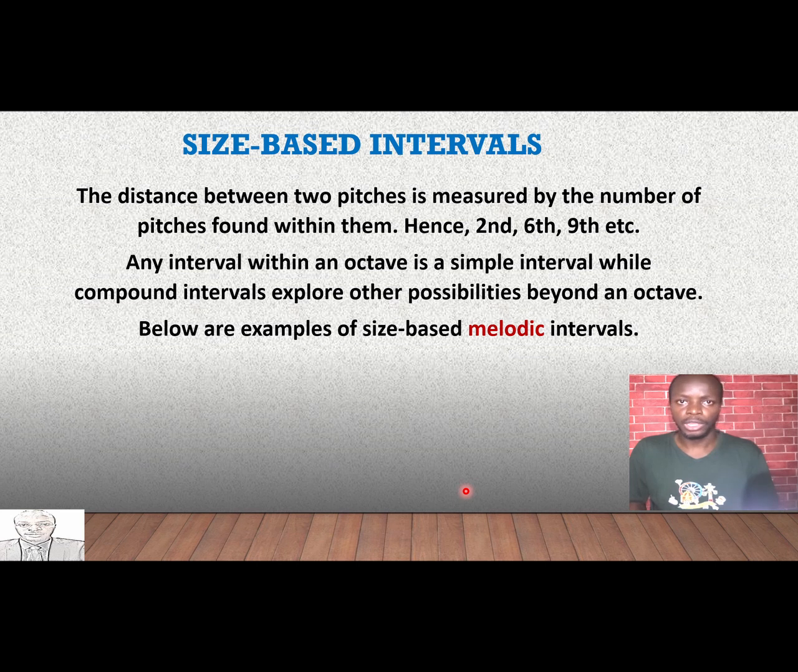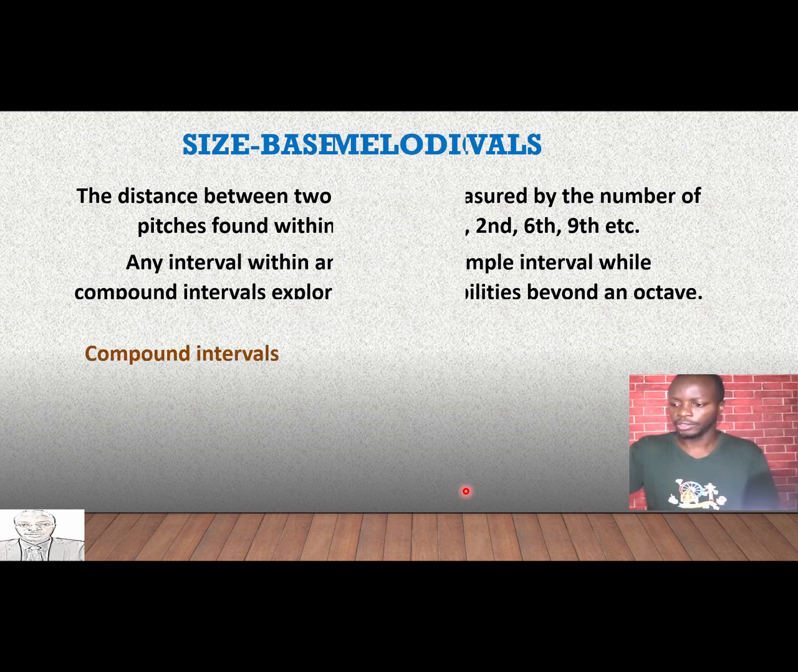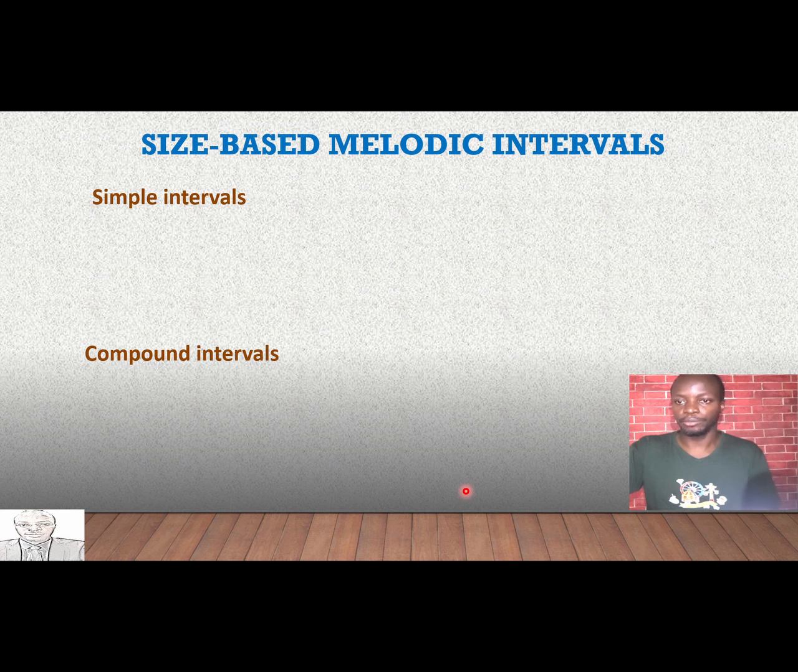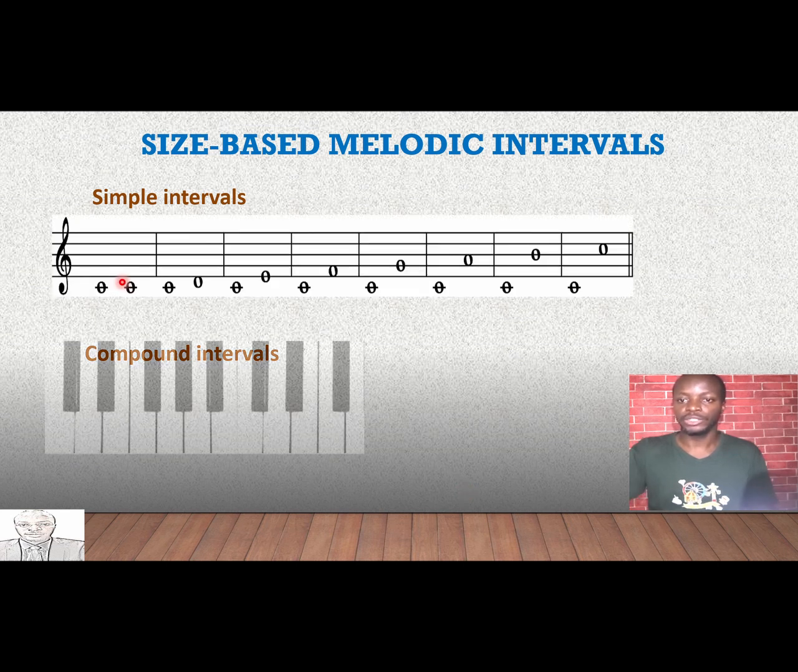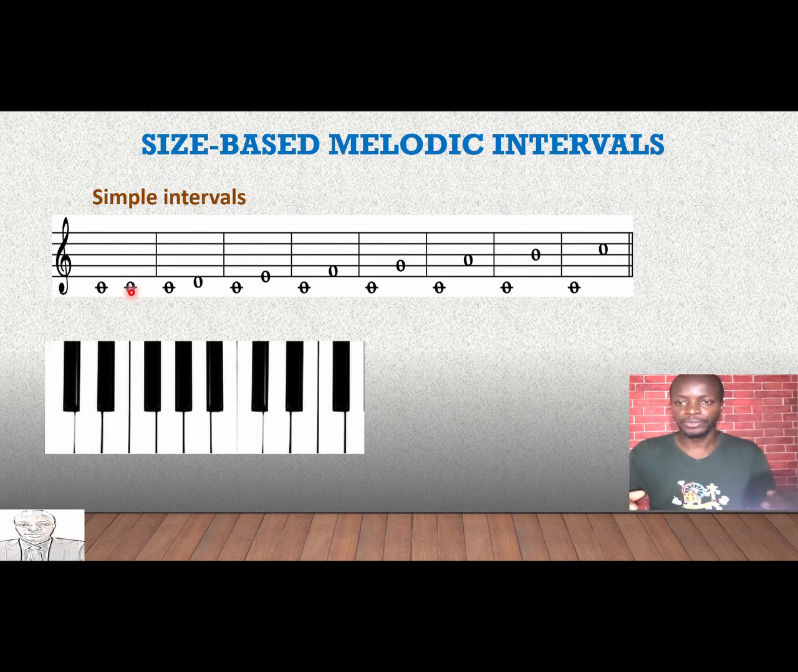Now, we want to talk about some examples of size-based melodic intervals. Okay, let's see. Now we have the simple and the compound interval. This is the scale of C major. So you see that the first one goes from C to C. The same thing on the same pitch level, right? And it is called the unison.